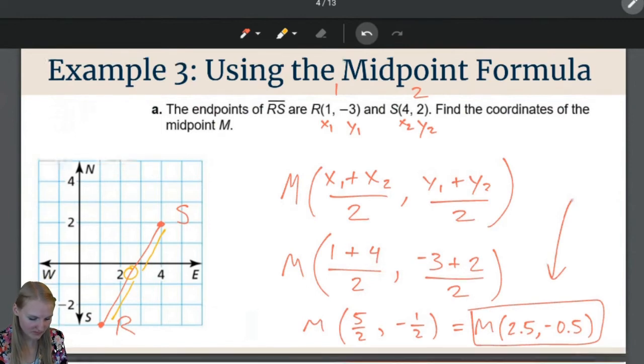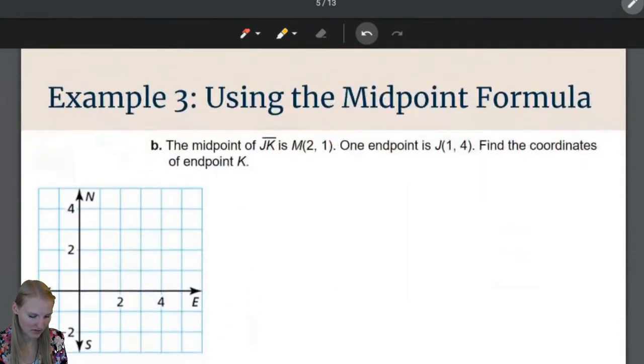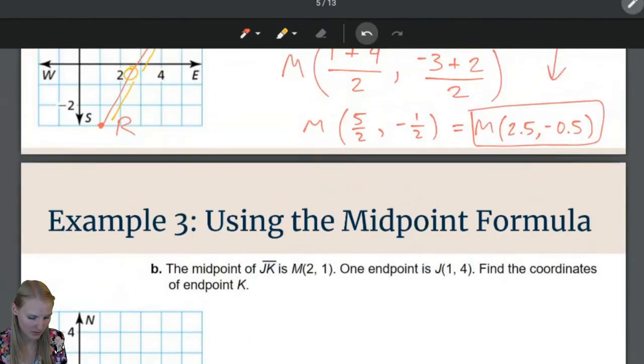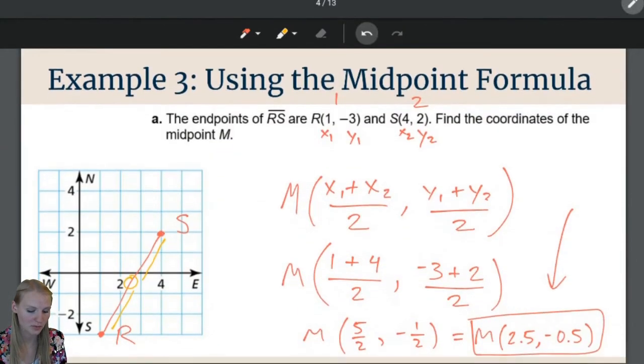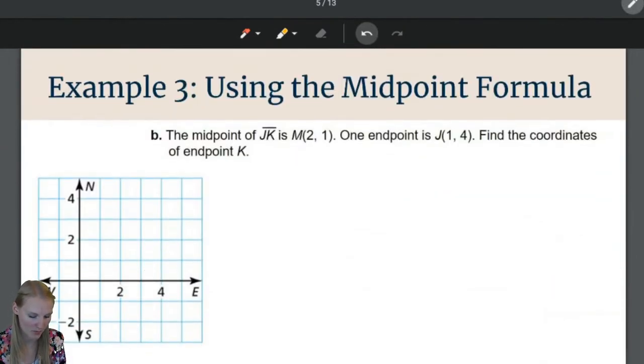Alrighty. Let's move on to example 3. Wait a minute. Oh, that was part A. We got part B now. Okay. Part B. The midpoint of JK is 2, 1. So now we've been given the midpoint. Now they gave us the midpoint. Okay. So 2, 1 is the midpoint M.